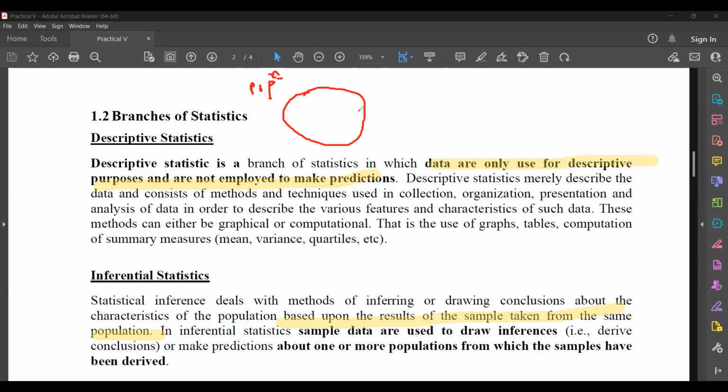For example, if you are going to do a research based on the monthly household income of the households in Sri Lanka, right? Your target group is all the households in Sri Lanka. So that is our population. But practically, it is very difficult to reach each and every household in Sri Lanka. It will take a long time.